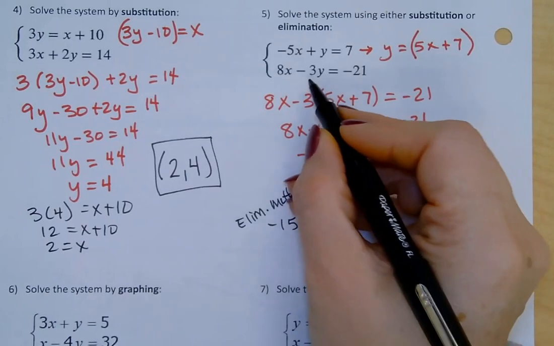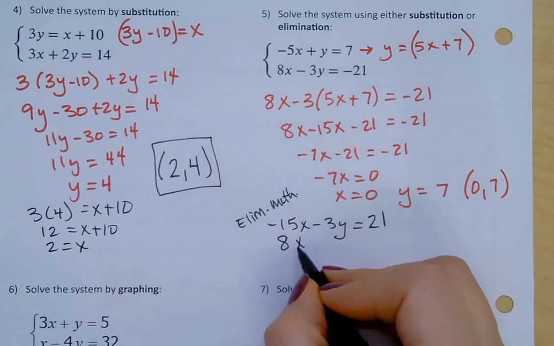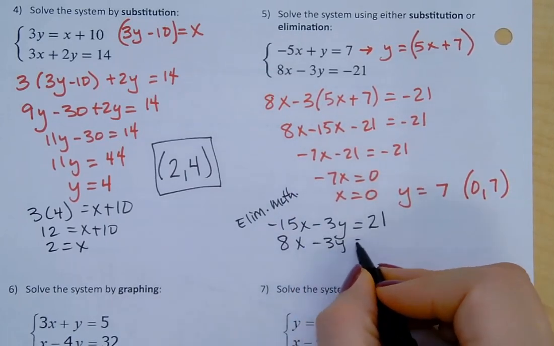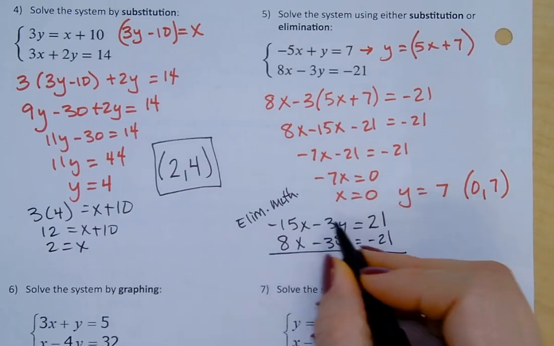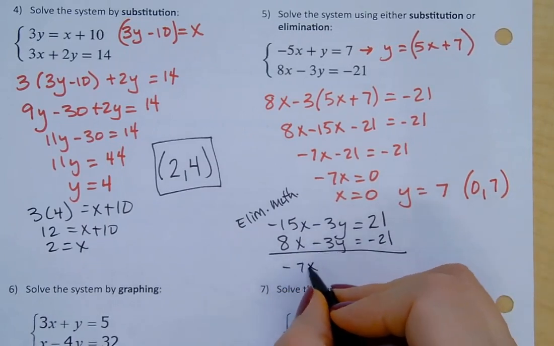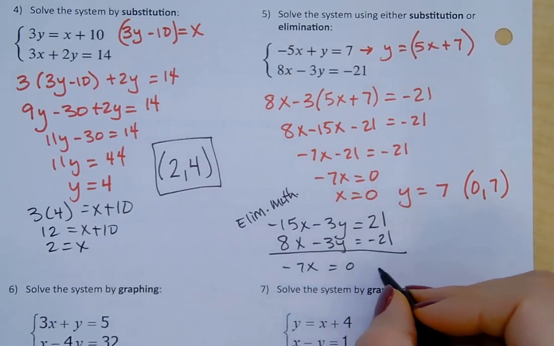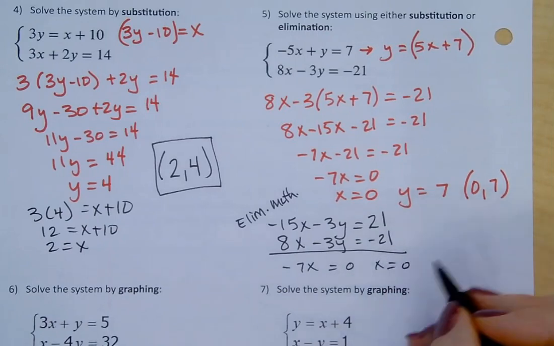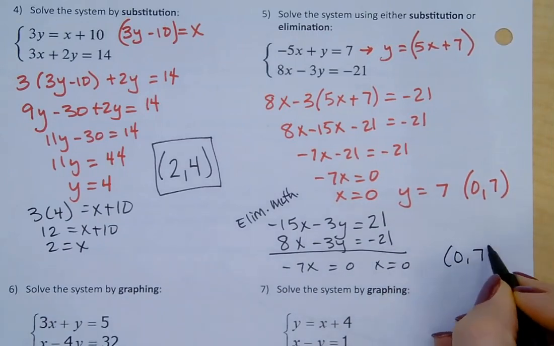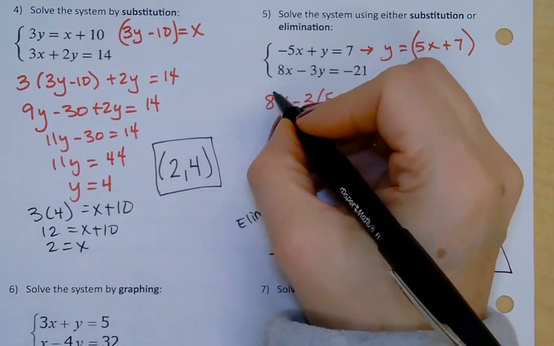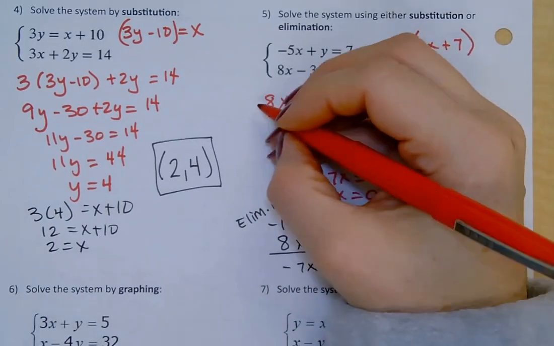Okay, so I'm going to carry down my old equation, 8x minus 3y equals -21. When I add them together, I get -7x equals 0, and again, x equals 0, and I'll still get (0, 7). Okay, so two different methods. This one was the substitution method up here.